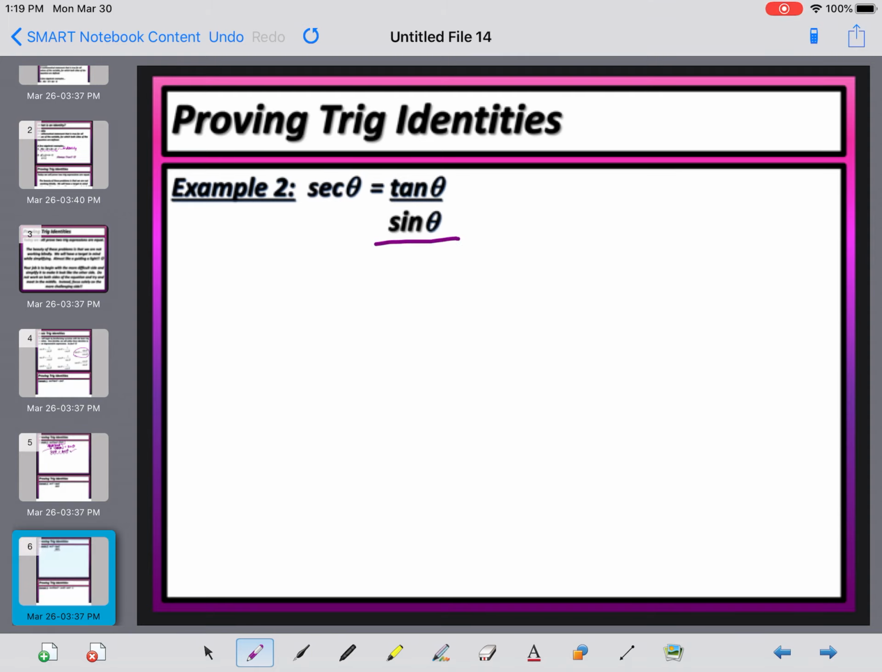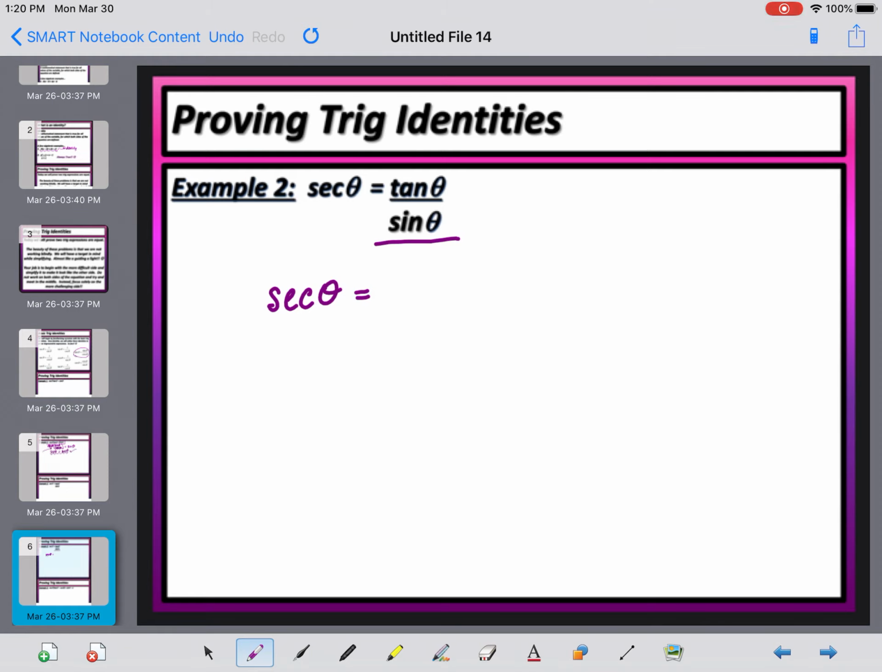We'll try another one. I think that a fraction on the right side is much more complicated than just a secant of theta. So I'm going to bring down my secant theta. And I would again like to turn my tangent into sine over cosine.